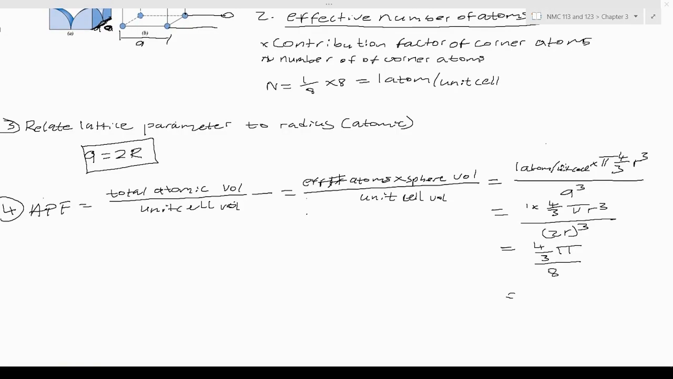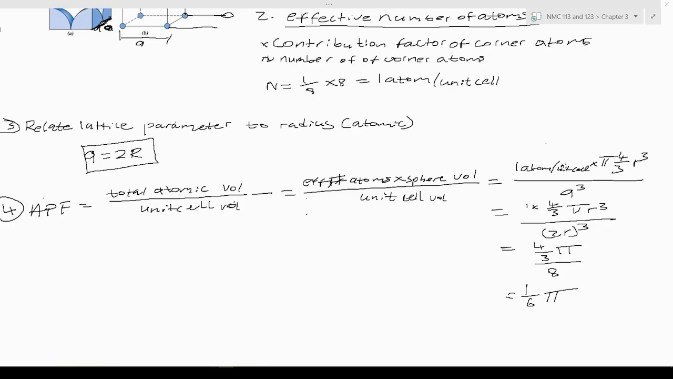If you resolve the equation, you're going to multiply 1/8 with 4/3 pi. That will make it 1/6 pi. That would be your atomic packing factor for the simple cubic. Okay, there you go.